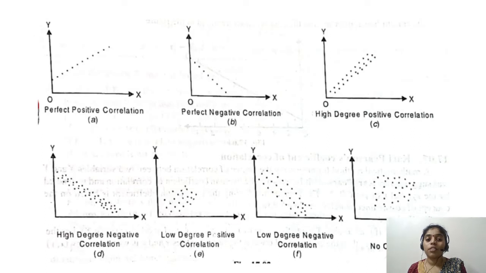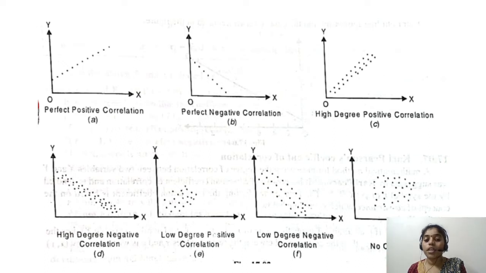So these are the different types of correlation using the scatter diagram. First one is perfect positive, since it is running from the left side of the bottom to the right side of the y-axis, and this is the perfect negative correlation, and this is the high degree positive correlation.